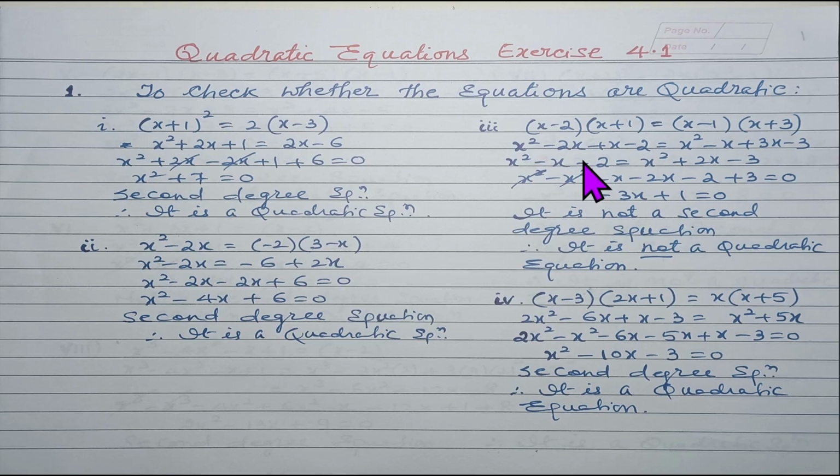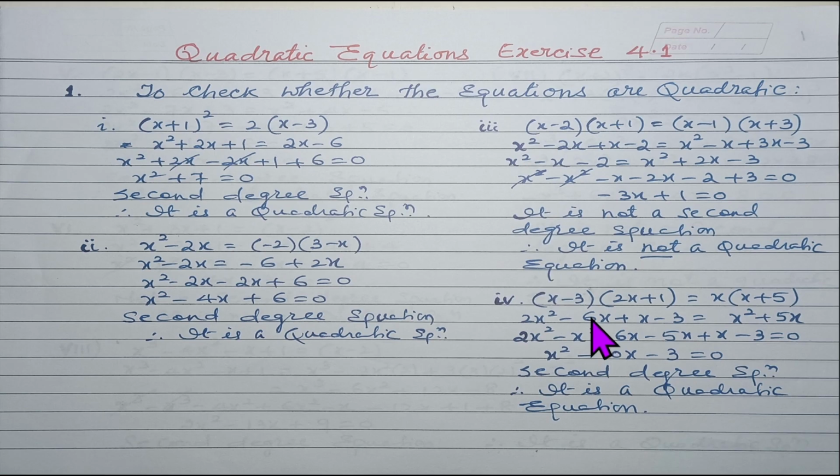Now bring all the terms to the left-hand side and simplify it. x^2 - x^2 - x - 2 on the left, and x^2 + 2x - 3 on the right. Bringing them to the left, we get x^2 - x^2 - x - 2x - 2, and -3 becomes +3, and that is equal to 0. So that is equal to -3x + 1 = 0, because x^2 cancels here. Now it is a polynomial equation of first degree, therefore it is not a second degree polynomial equation, therefore it is not a quadratic equation.